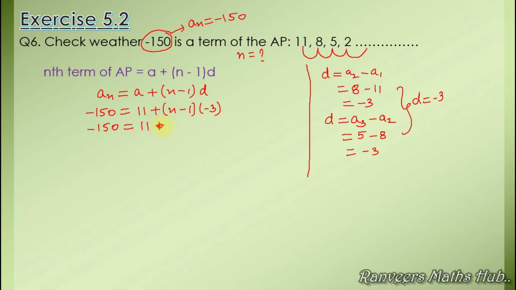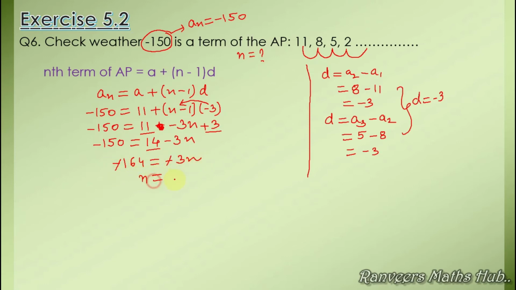Okay, so after multiplying this minus 3 to this bracket, it will become minus 3n and plus 3. So minus 150, which is equal to, now this 11 plus 3 is 14 minus 3n. So I will shift this 14 to the other side, but it will become minus 164, which is equal to minus 3n. So this minus minus will get cancelled.